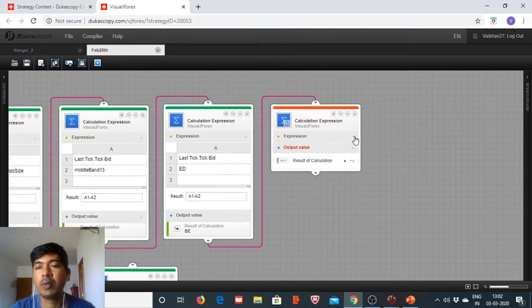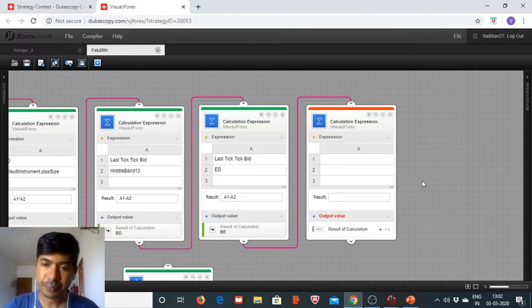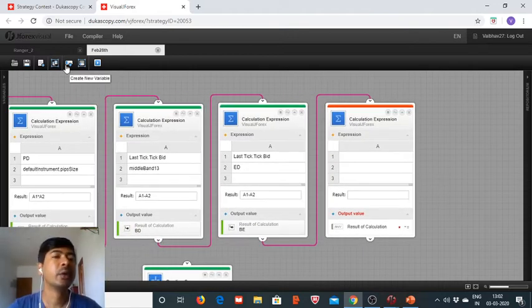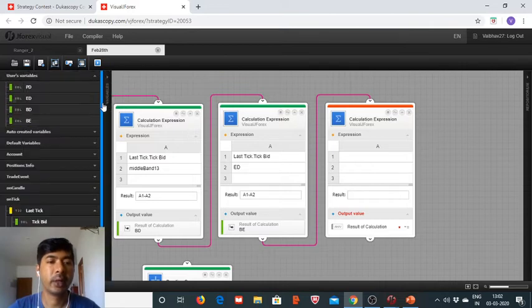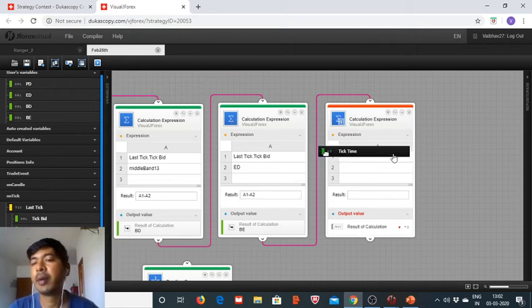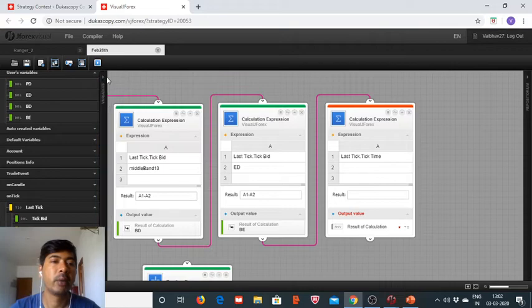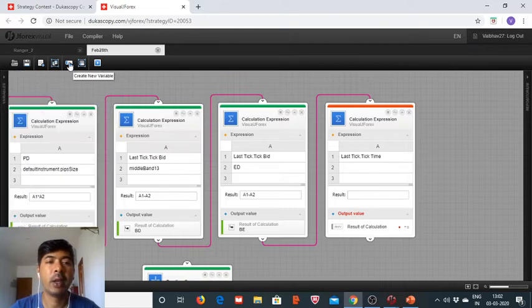Last tick time will be needed, so let's create a new variable. Before that, let's bring in the last tick time. Whatever the tick time, we will add 2 into 36 lakh ticks. In 1 hour there are 36 lakh ticks, so for 2 hours our order will be valid.